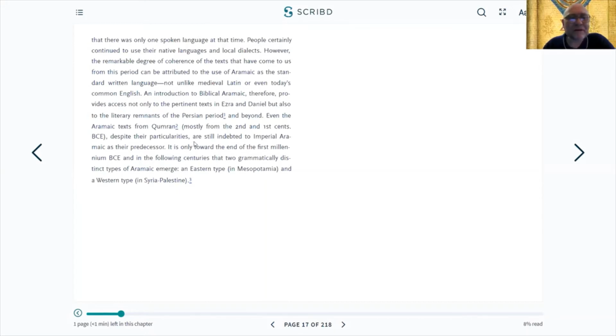Despite their peculiarities, they are still indebted to Imperial Aramaic as their predecessor. It is only toward the end of the 1st millennium BCE and in the following centuries that two grammatically distinct types of Aramaic emerge: an Eastern type in Mesopotamia and a Western type in Syria, Palestine. Okay, now in that other book that I did, it gave you the chart, so you can see that. I think that's in lesson 1, if you go to our page.